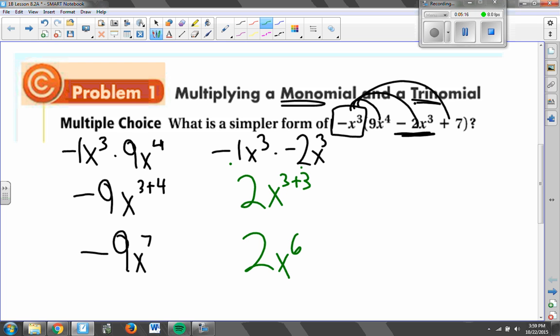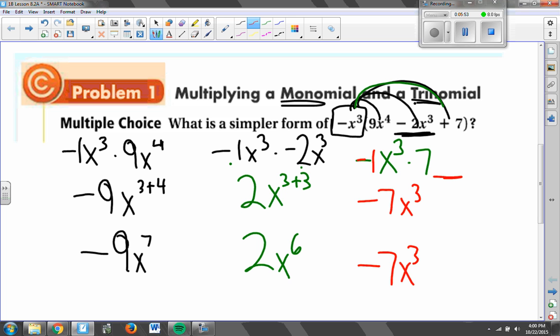All right. One more time, I'm going to do my last bit of the distributive property there. Negative x to the third times positive 7. Now there, we don't have any x's attached to the 7. So all we have to do is multiply this negative 1 times 7. Negative 1 times 7 is negative 7. X to the third times, well, nothing is just x to the third. So I have there negative 7x to the third.